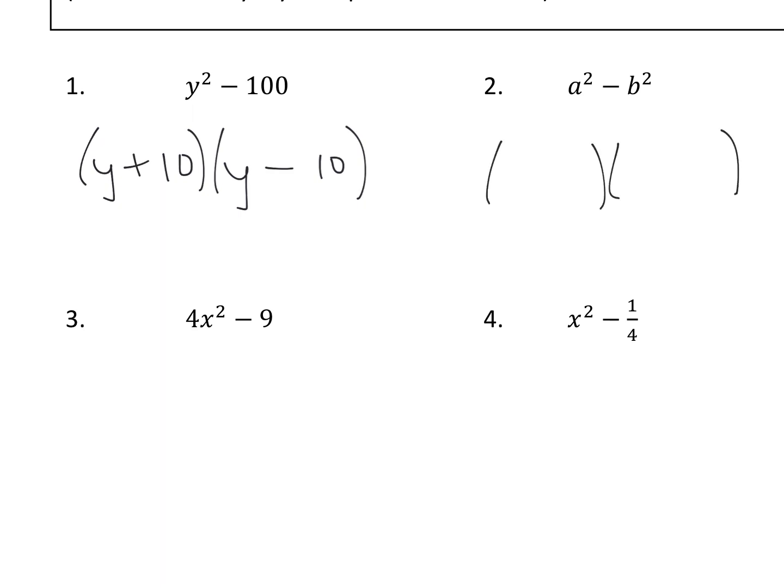Example 2, a squared and b squared are square numbers. If you square root a squared, you get a. If you square root b squared, you get b. And then put in your plus and minus.